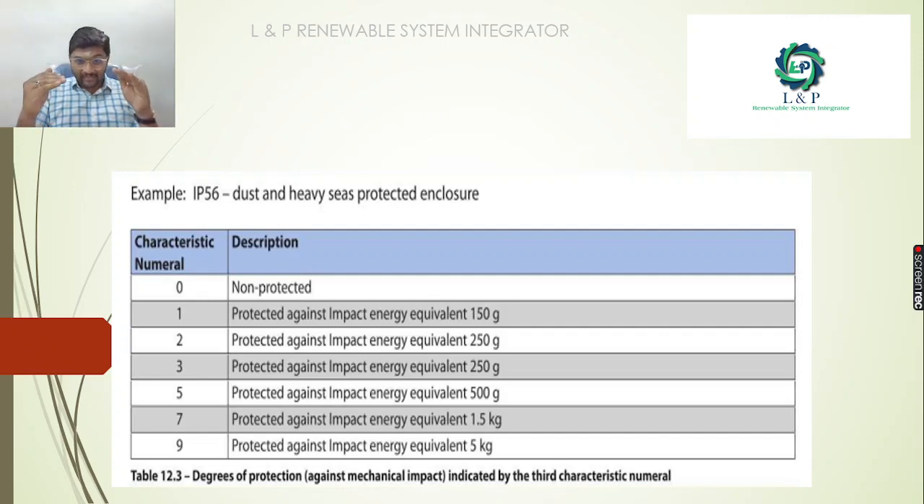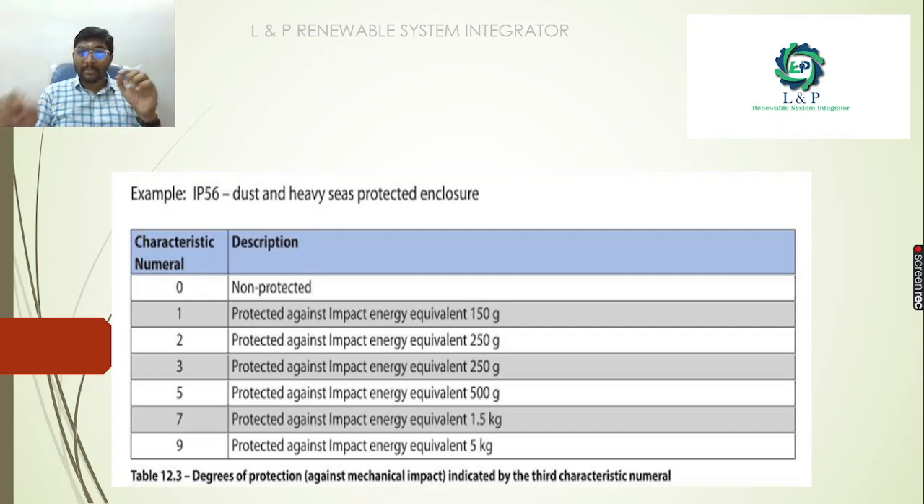Okay, as the weight increases, maximum up to 5 kg protection, we need to have. Normally it is indicated with the third character numeral. Example, IP569. If it is mentioned like this, then the enclosure has a very great protection against impact energy equivalent to 5 kilograms. If you hit the enclosure with a 5 kilogram mechanical component, it will withstand.